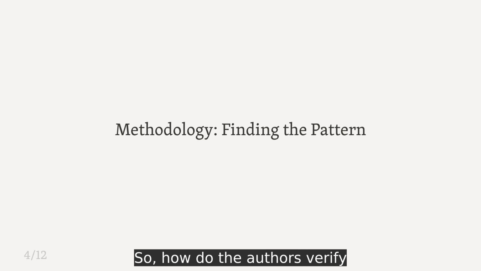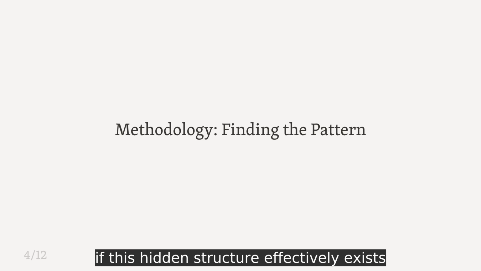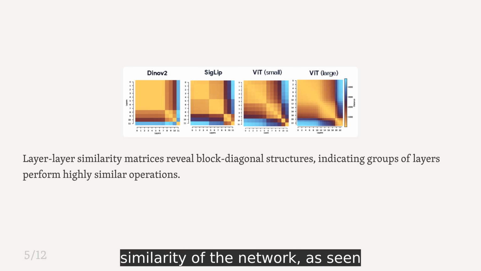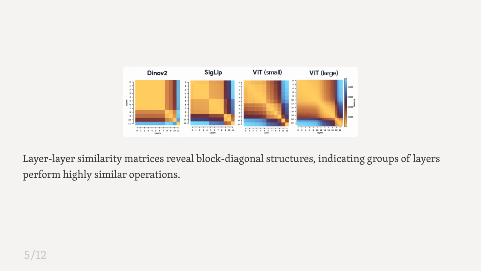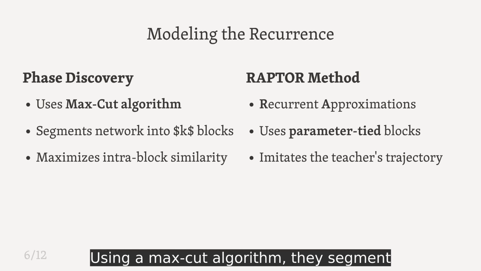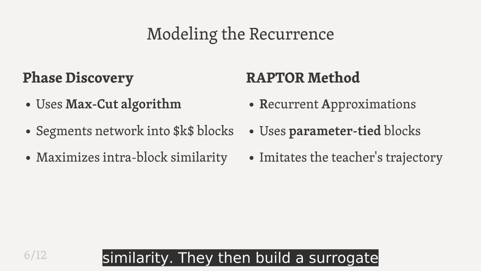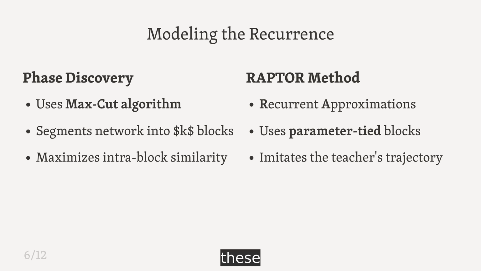So how do the authors verify if this hidden structure effectively exists within established models? They start by visualizing the internal similarity of the network, as seen here. This graphic reveals distinct square blocks along the diagonal, proving that groups of consecutive layers are producing highly similar features, effectively doing the same work. Using a max-cut algorithm, they segment the network into phases of high similarity. They then build a surrogate model called RAPTOR, which explicitly uses shared weights, meaning the exact same parameters, to mimic the behavior of these phases repeatedly.